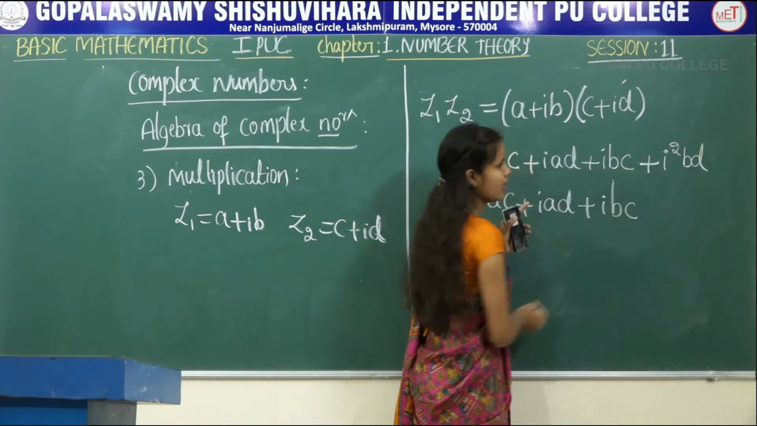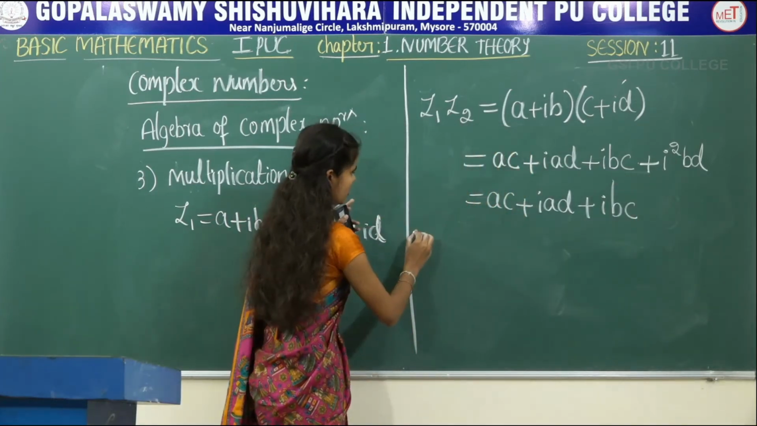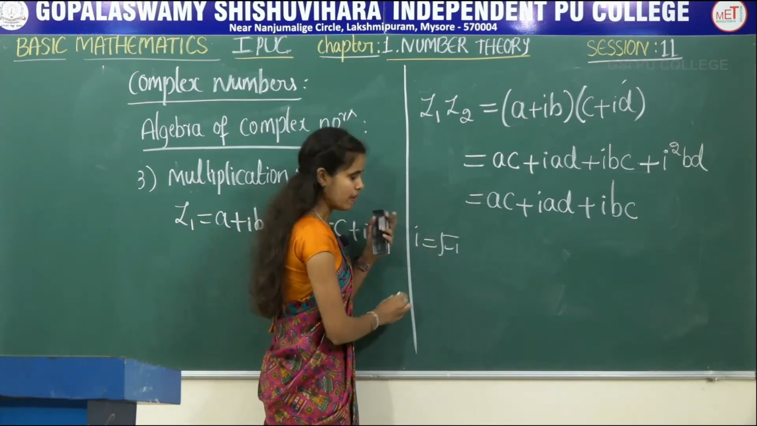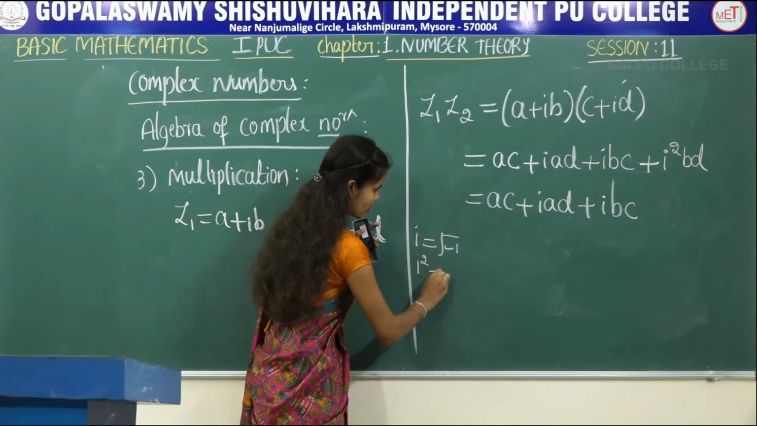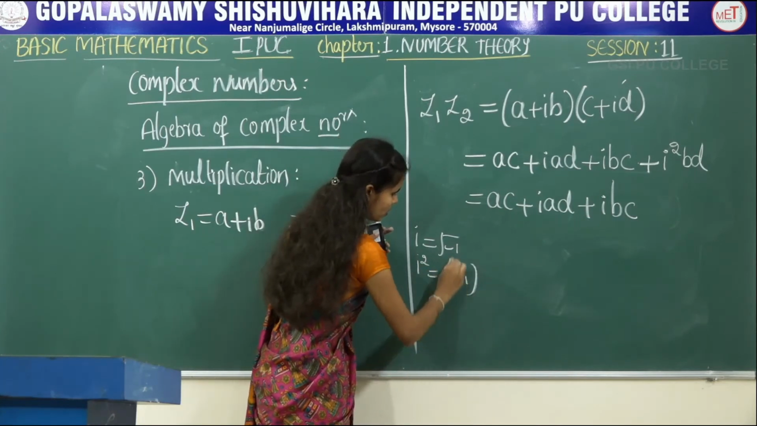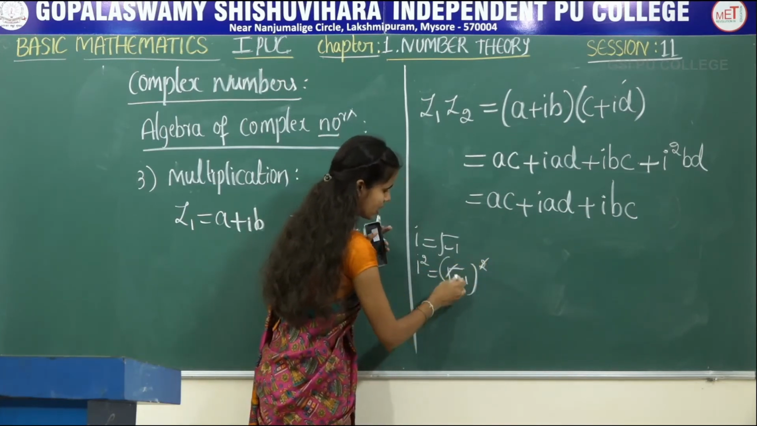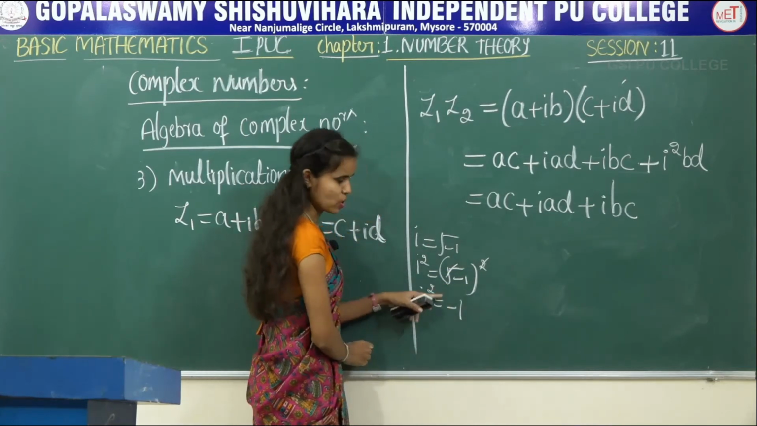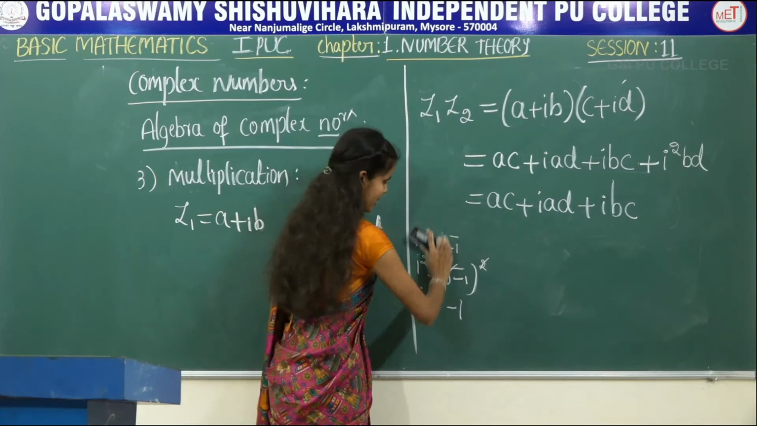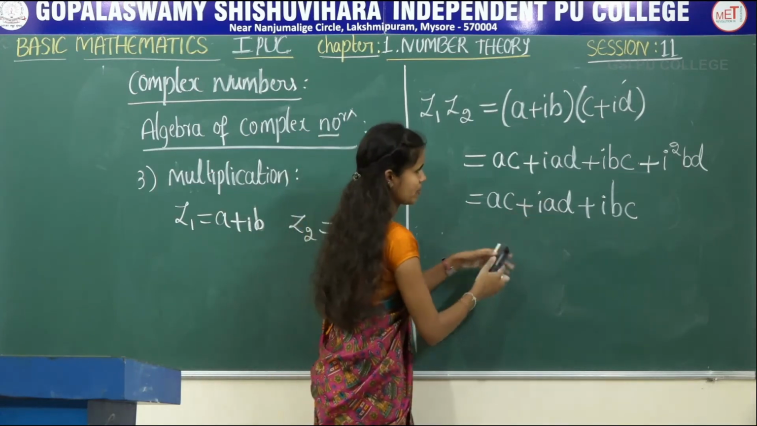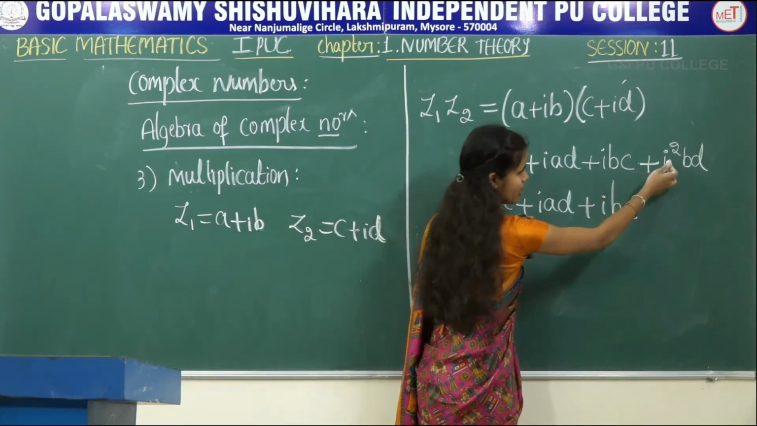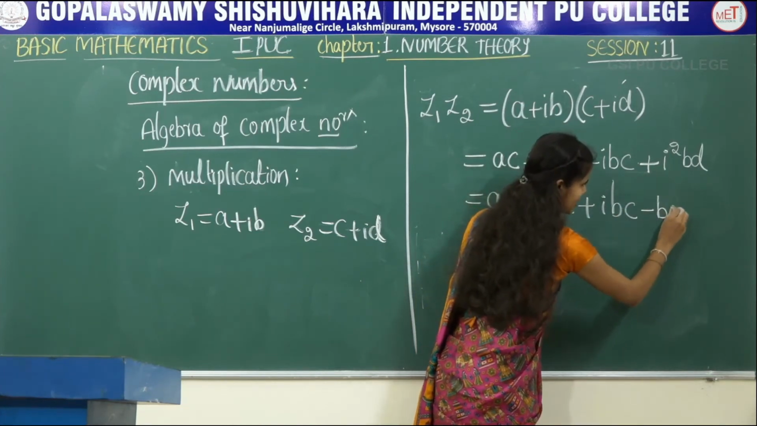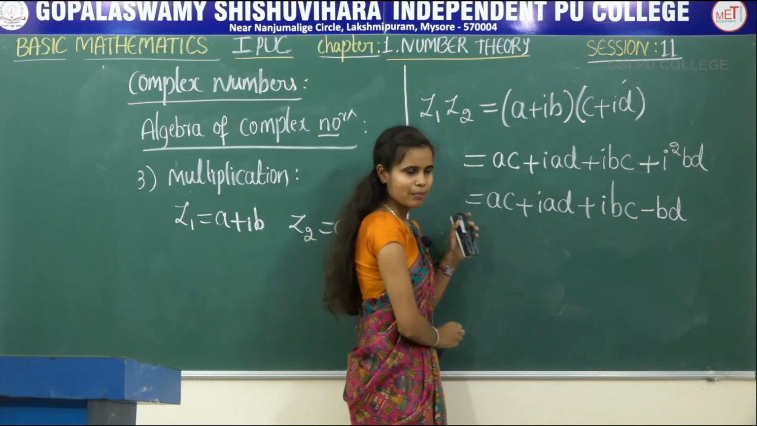BC, here i square. Okay, we know that the value of i is root of minus 1. We want i square, so square on both sides. Root of minus 1 whole square, square and square get cancelled. We get i square is equal to minus 1. So i square value is equal to minus 1. So substitute here: i square value is minus 1, plus into minus 1 into BD, minus BD.